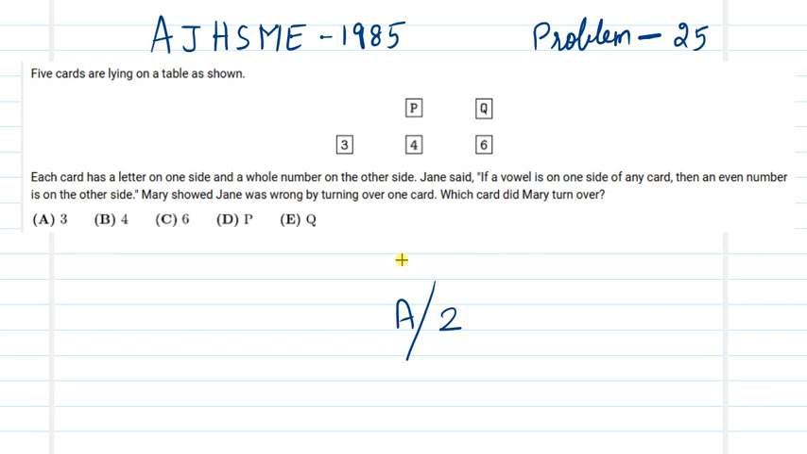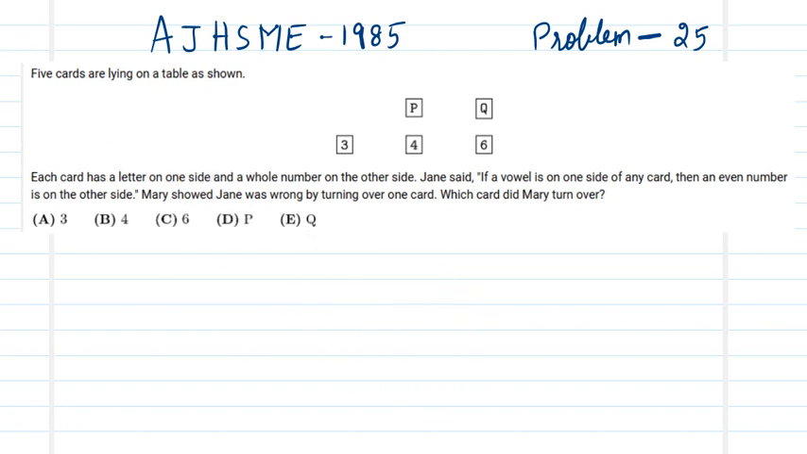So this satisfies the condition which is given for the cards. But in this problem, we are given that Mary showed Jane was wrong by turning over one card. Which card did Mary turn over? So there is an error in one of these cards. Which of these cards has the error? Error in the sense that the statement is being violated. Let us observe each of the cards.